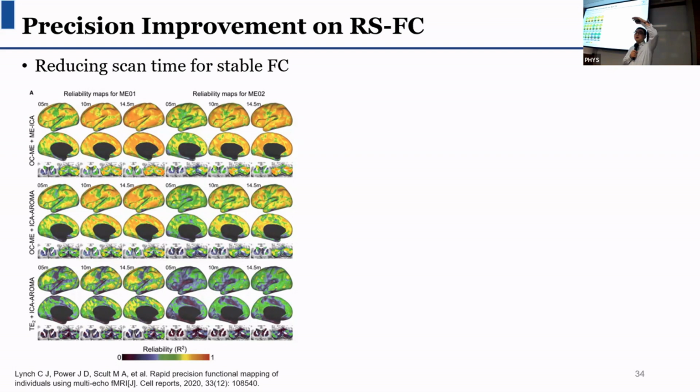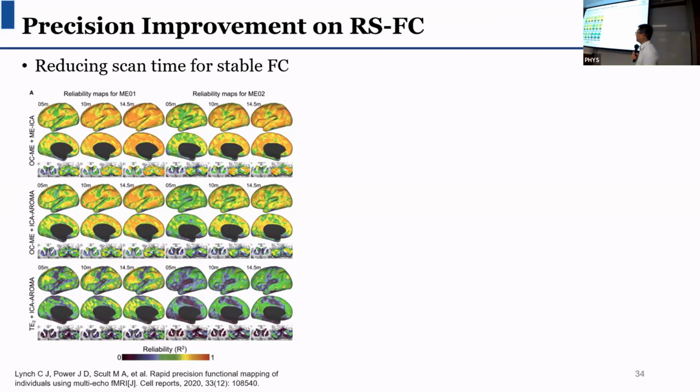So you have the goal, the FC value determined by the 30 minutes. Then you change the scan duration to see how close you get to the goal. With multi-echo, this is an optimized combined multi-echo study. When you have this 15 minutes scan, you almost get the final stable functional connectivity, as they claimed in their paper.